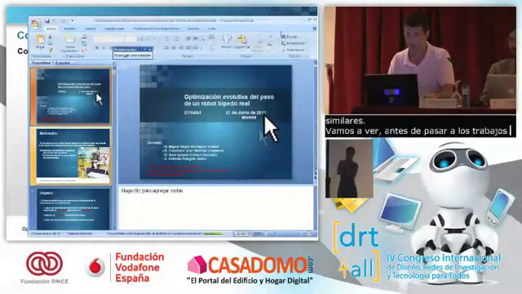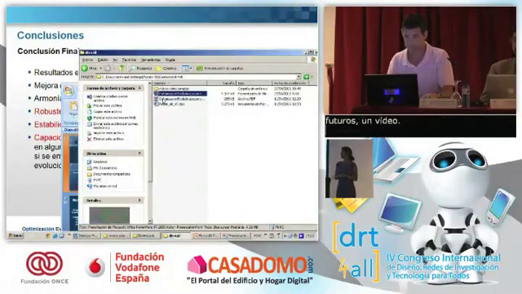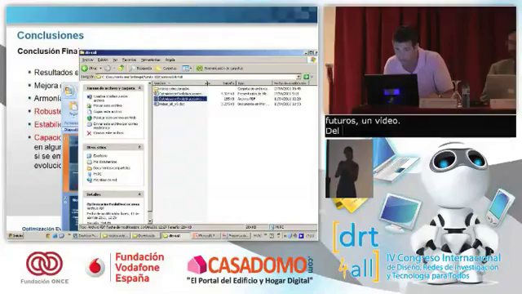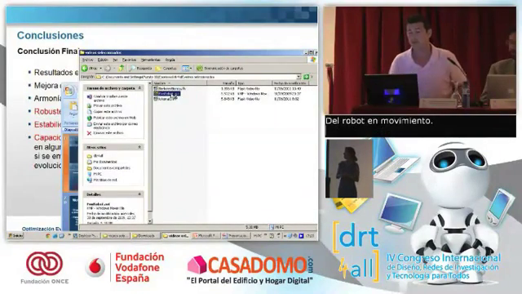So let's have a look now at the video of the robot moving.